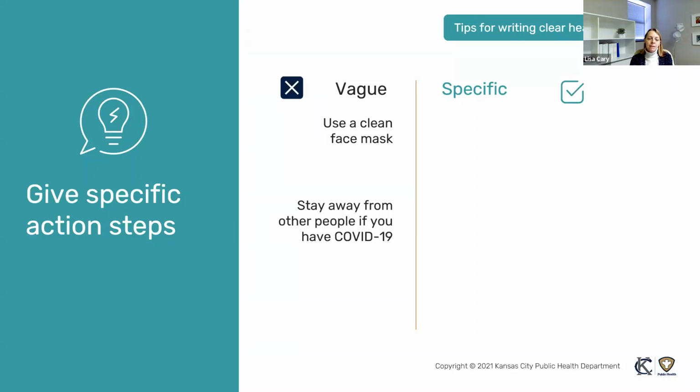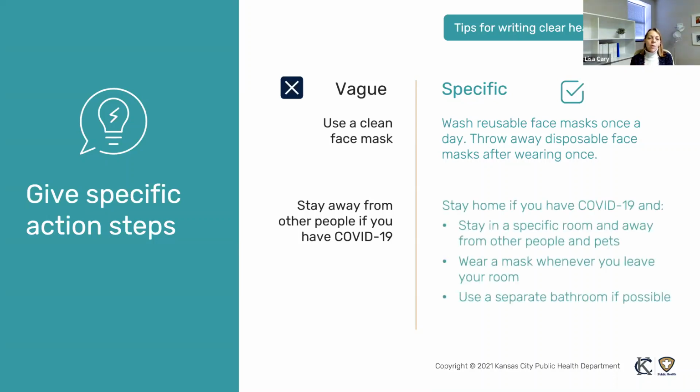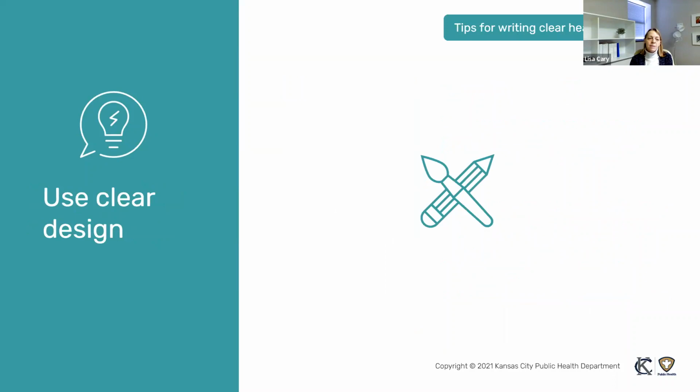Okay, daily. Great. I'm going to go ahead and show you something more like wash a reusable face mask once a day, throw away disposable face masks after wearing once. And then stay away from other people if you have COVID-19. Could be something more like this: stay in a specific room, wear your mask when you leave the room. You want these actions to be successfully carried out, so it's a good idea to be as specific as possible.